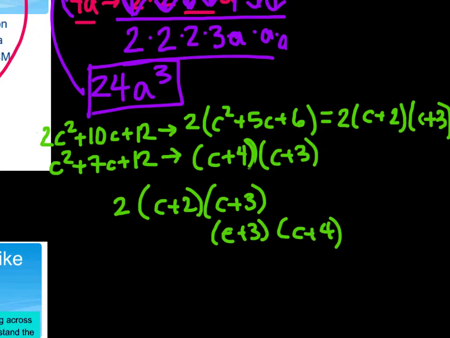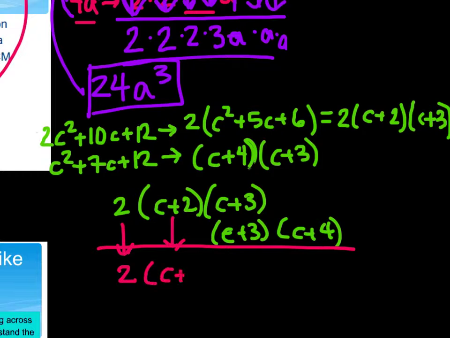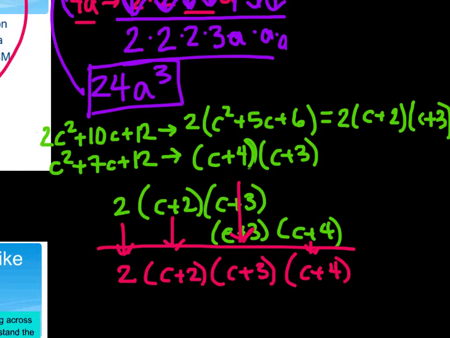Looking at this, we essentially are now going to look vertically. We don't have any matches for the 2, so it needs to come down. We don't have any matches for this c plus 2, so it needs to come down. c plus 3 happens twice, so we only need one of them. And c plus 4 doesn't have any matches, so it's going to come down. So our least common multiple for this situation is going to be 2 times c plus 2 times c plus 3 times c plus 4.